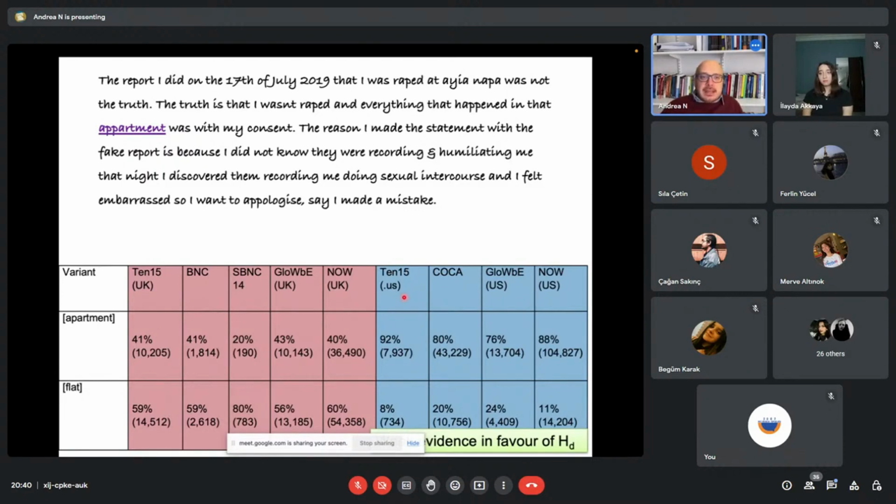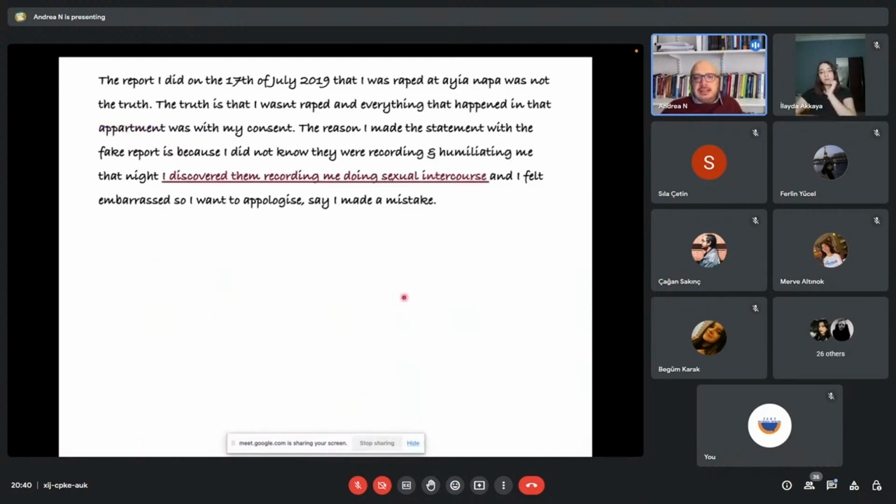Okay. And then finally, this feature was also very important. If you read this sentence here, "I discovered them recording me doing sexual intercourse." I'm focusing on discovering. If you read this sentence and you're a speaker of English, you notice that there's something odd about it, but it's actually not very easy to describe what it is that is wrong here. And the reason is that it's very much in the grammatical structure of this sentence that there is something odd.